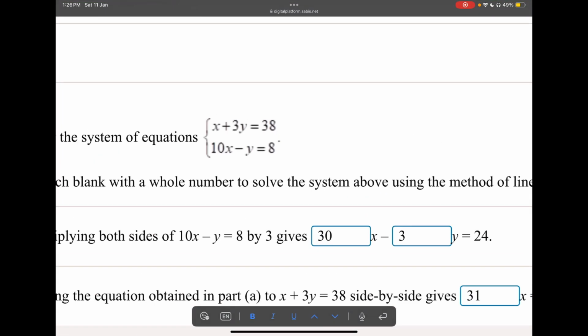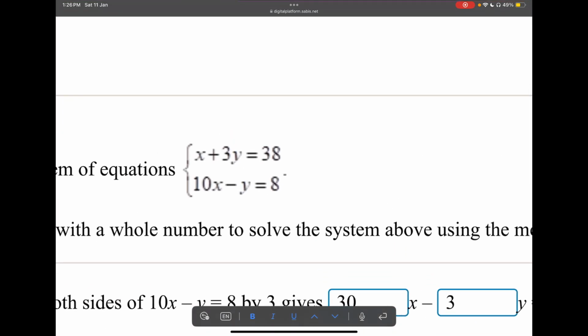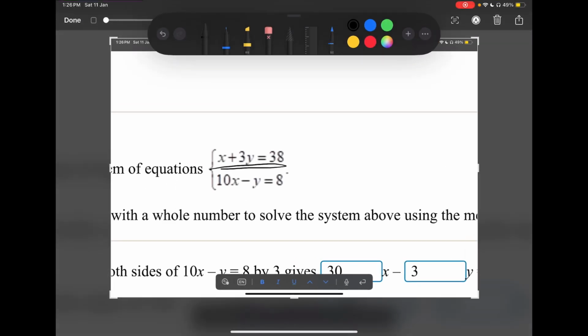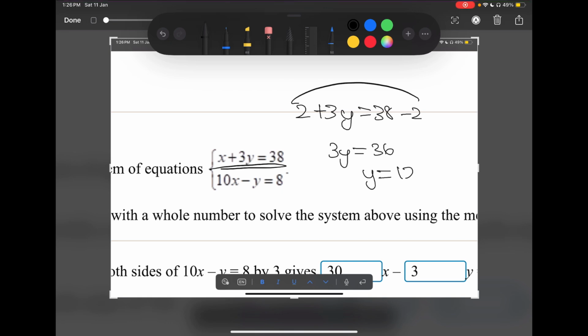And then now we need to substitute. So here we can substitute it in this equation. So 2 plus 3y equals 38. 38 minus 2 is going to be 36. So 3y equals 36. Okay. Y equals 12.